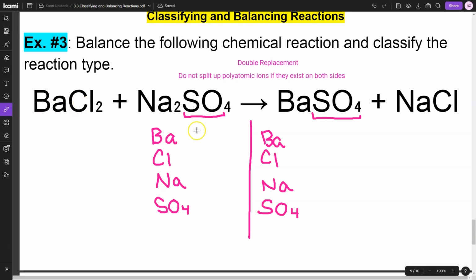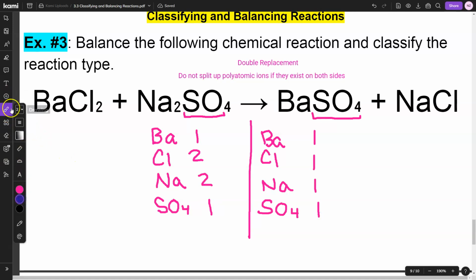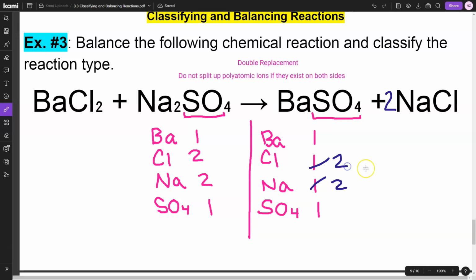All right, so we have one barium, we have two chlorines, we have two sodiums, and we have one sulfate. On the right-hand side, one barium, one chlorine, one sodium, one sulfate. Okay, so sodium and chlorine are the only things that aren't balanced, so this one looks complicated, but if I put a 2 there, guess what? This becomes 2, and this becomes 2. And now we're balanced.